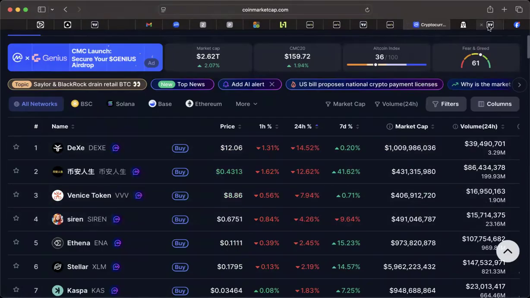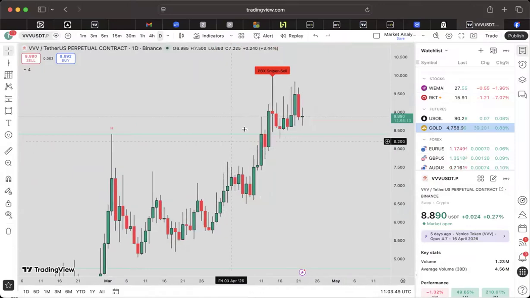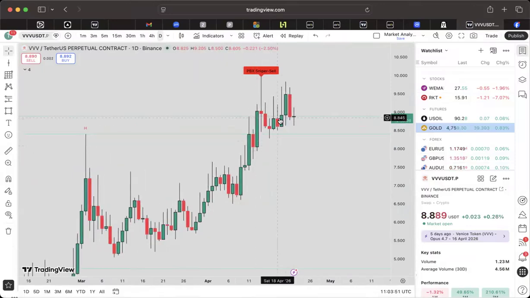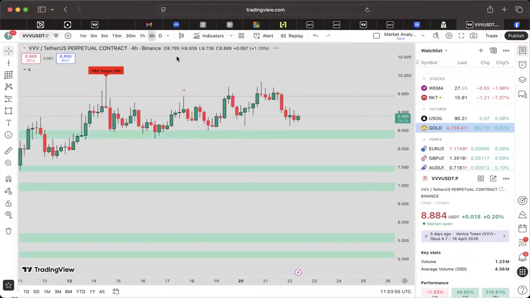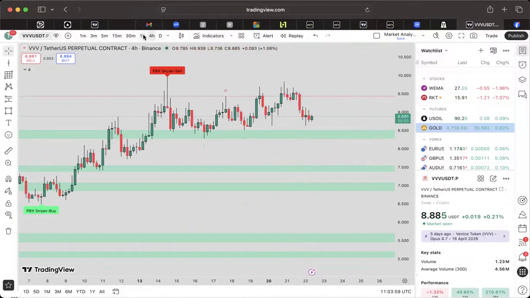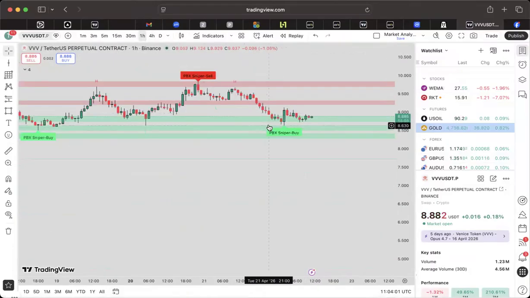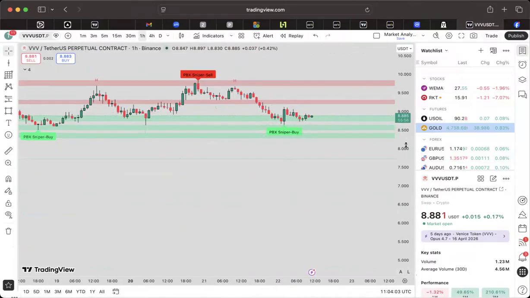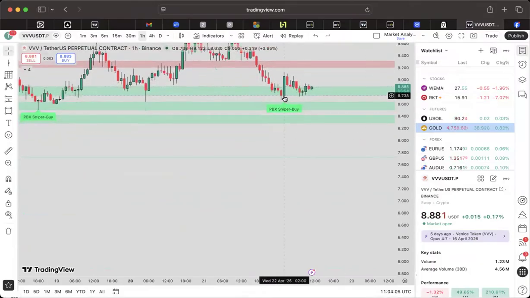Okay, so now let's go VVV. So daily time frame. So the candle returned back here. So let's look at 4 hours. Do we have a buy signal? No, it's not even having strong momentum. So let's look at 1 hour. So 1 hour actually says buy. But after that buy, it's still struggling all this while.